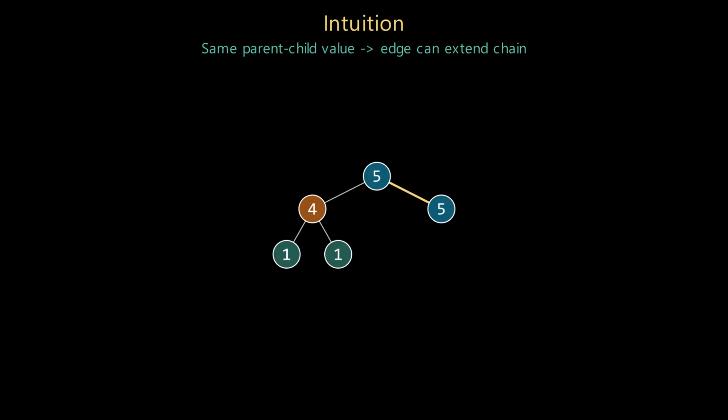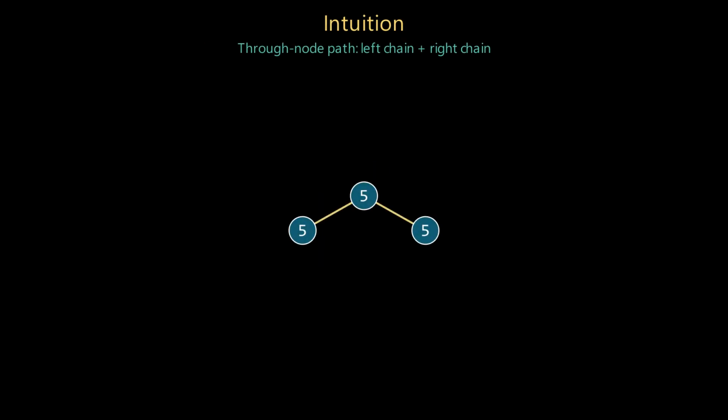Imagine we are building a chain. You can only link 2 nodes together if they share the same color or value. If the values do not match, the chain breaks instantly, and the path length at that junction becomes 0. Every node in the tree is a potential intersection. If both children match the parent's value, we can combine the left chain and the right chain to form one long path through that node. This combined length is what we check against our global record.